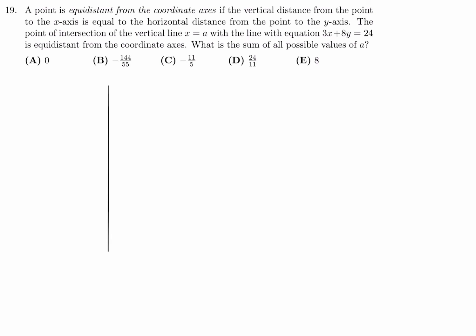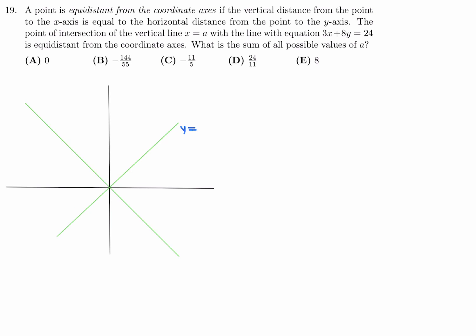Let's draw our coordinate axes and try to get an understanding of what we can possibly do in this question. If something is equidistant, then pretty much I can conclude that it is on the line either y equals x or the line y equals negative x, though any point on those two lines will be equidistant from the x-axis and y-axis. So that is my conclusion.